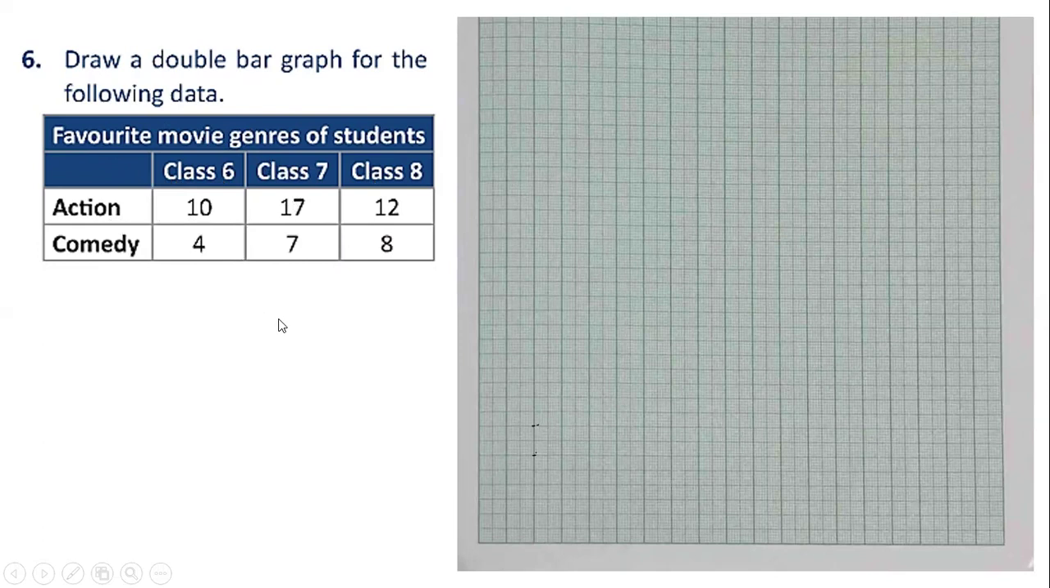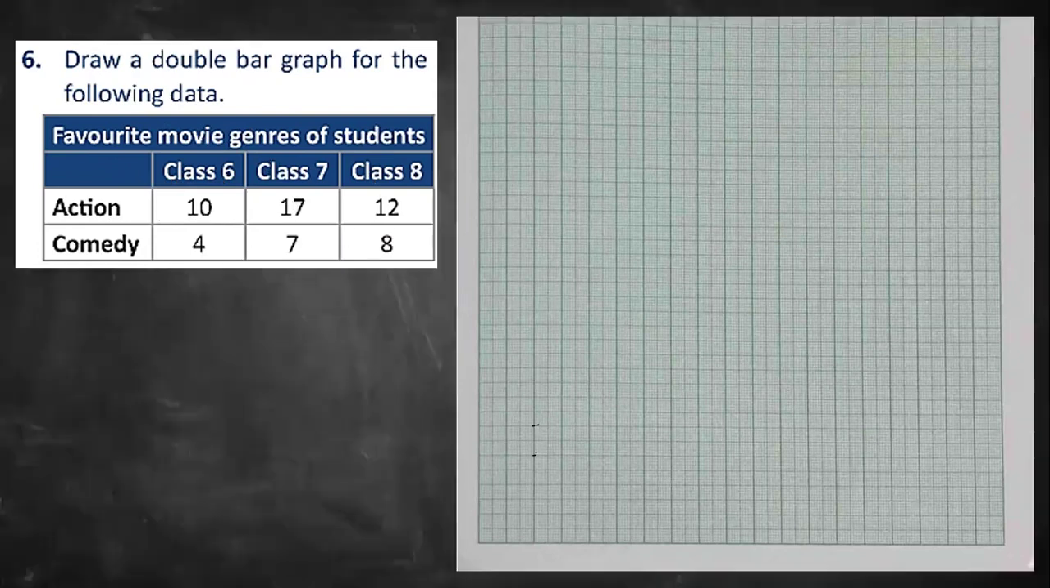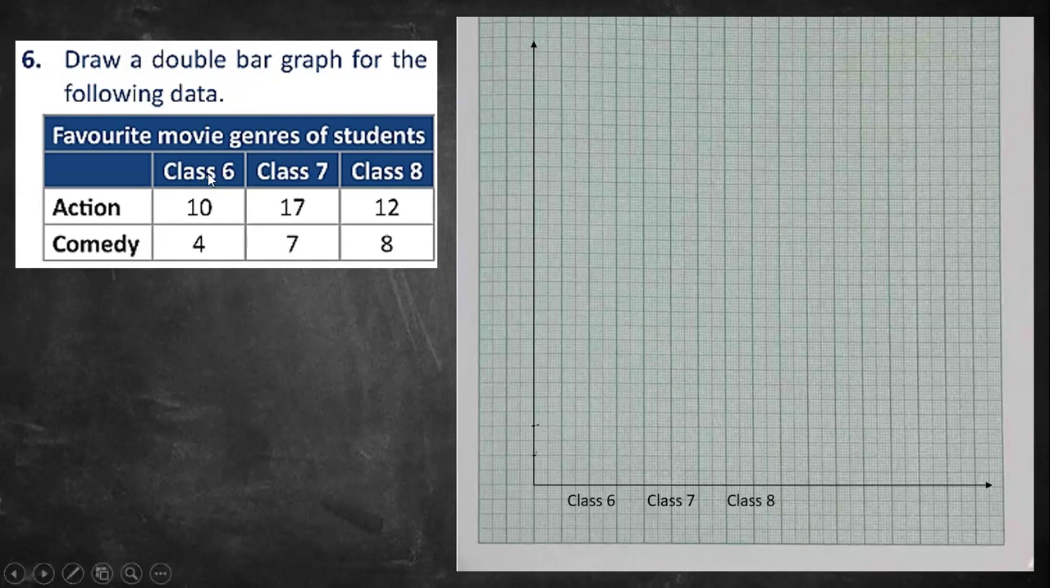So what is our first step to draw a bar graph, whether it is a double bar graph or not? The first step is to draw the axis. So now, yes, we have drawn the x-axis. Now we'll draw the y-axis. Now on the x-axis, we have written class 6, class 7, and class 8.